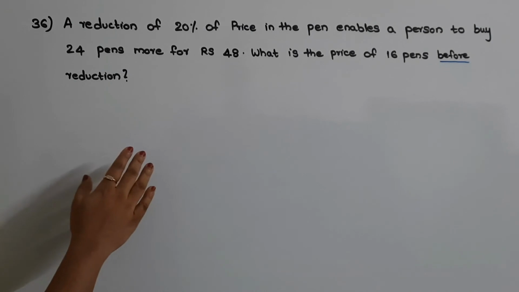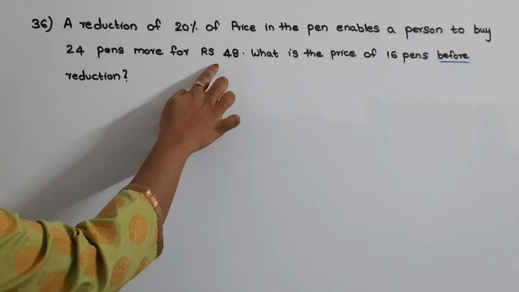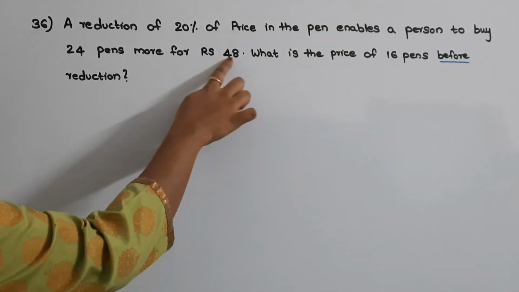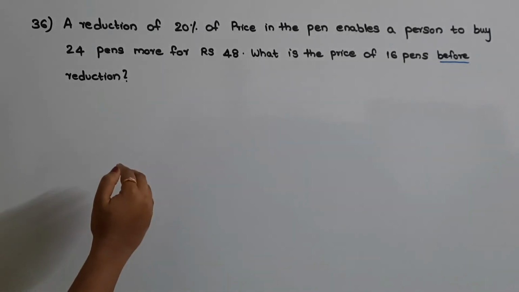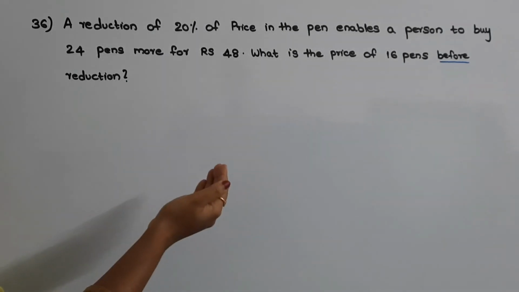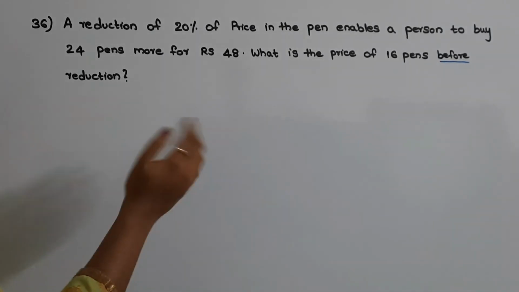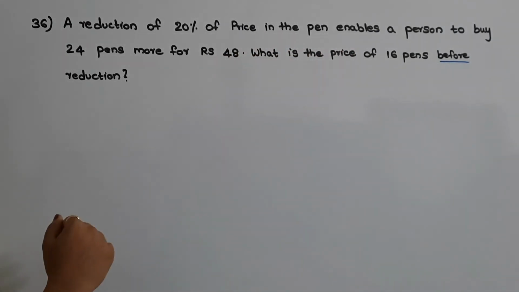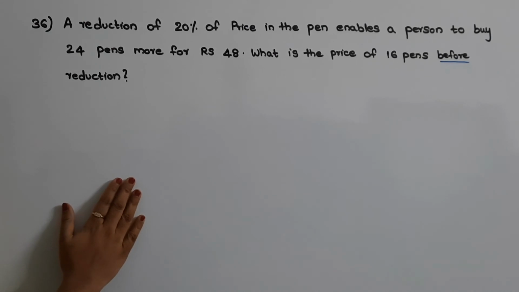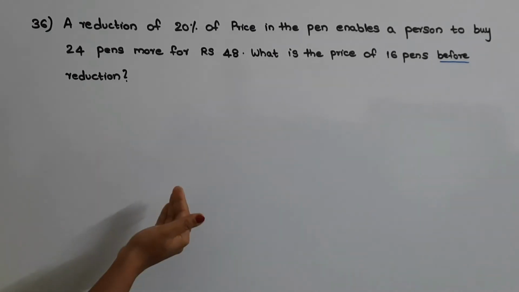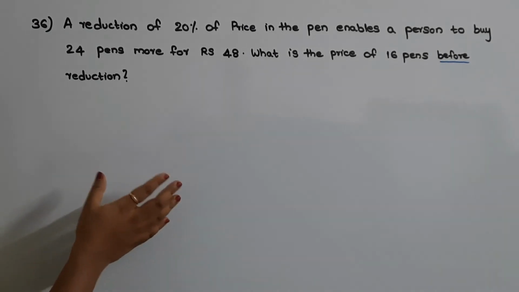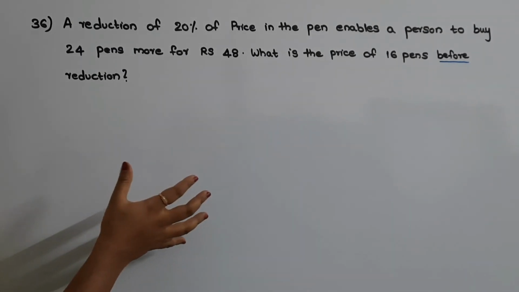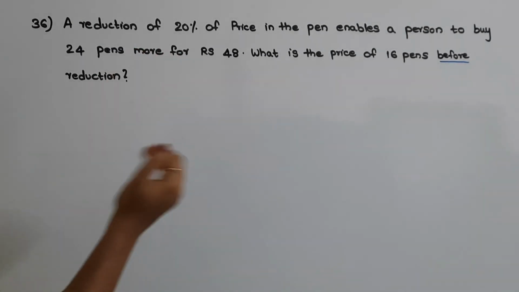So in this question they have given the price of the total pens bought by the person after reduction. So first we can find out the price of 16 pens after reduction. Then only we will be able to find out the price of 16 pens before reduction. So in order to find out the price of 16 pens after reduction, we need to find out the quantity of pens which he can buy after reduction.